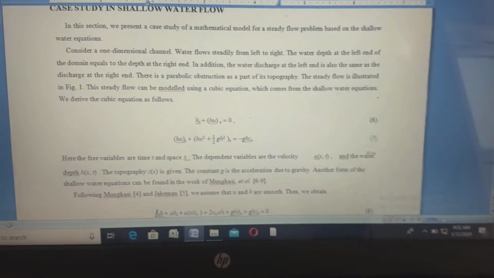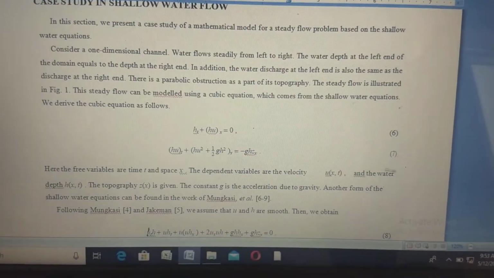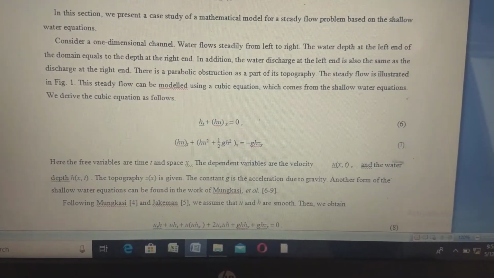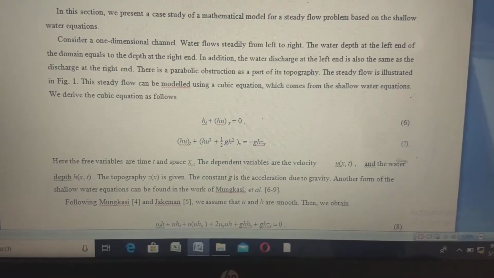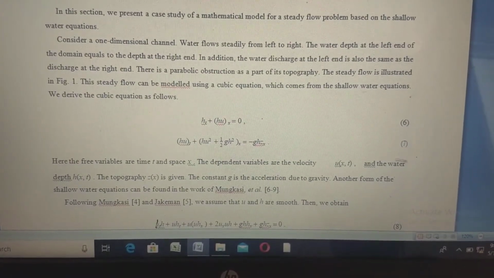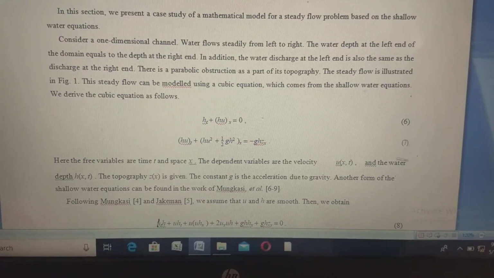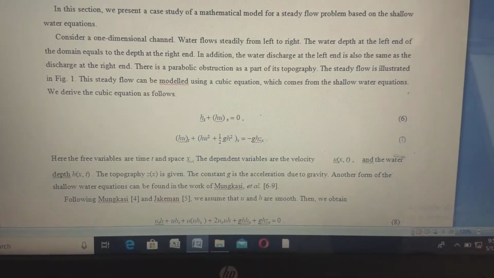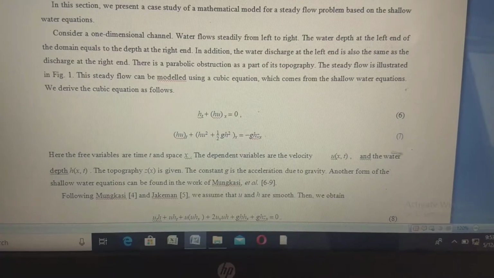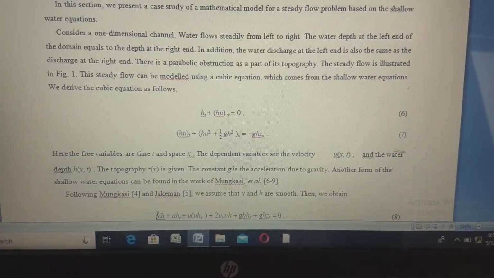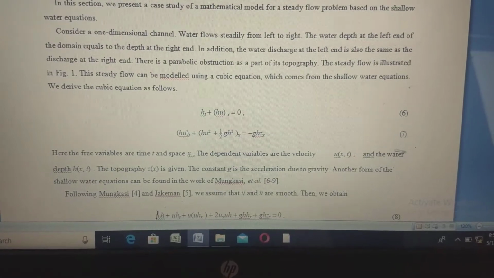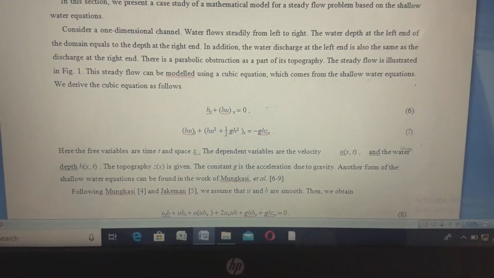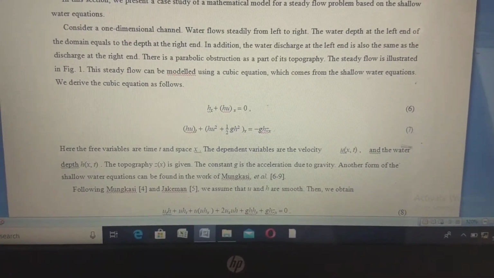Case study in shallow water flow. In this section, we present a case study of a numerical model for a steady flow problem based on the shallow water equations. Consider a one-dimensional channel with water flowing steadily from left to right. The water depth at the left end of the domain equals the depth at the right end. In addition, the water discharge at the left end is also the same as the discharge at the right end. There is a parabolic obstruction as a part of its topography. The steady flow is illustrated in figure 1.